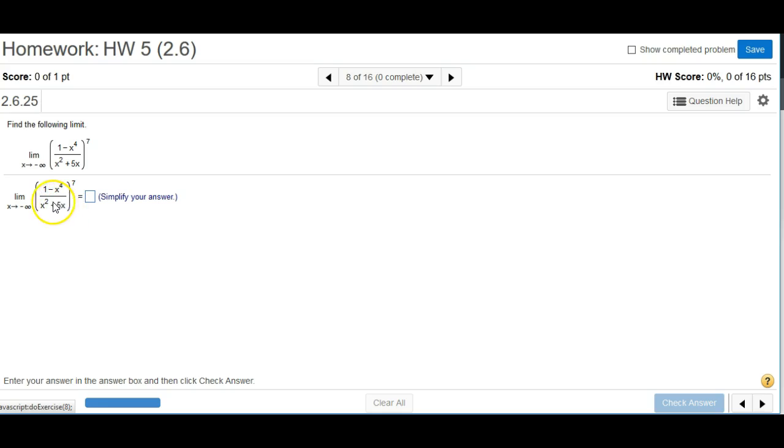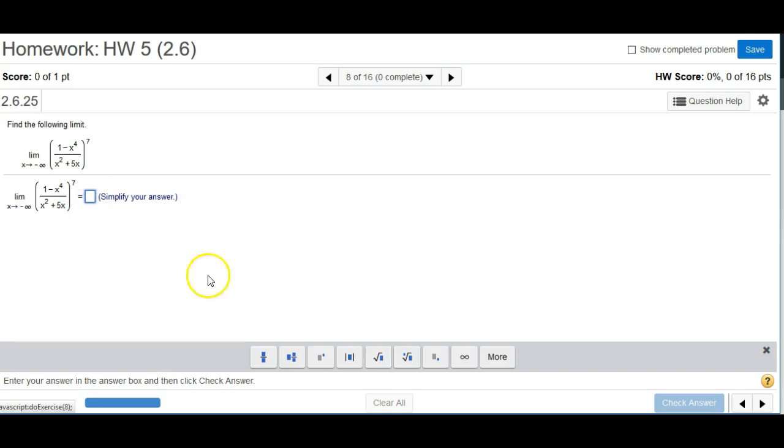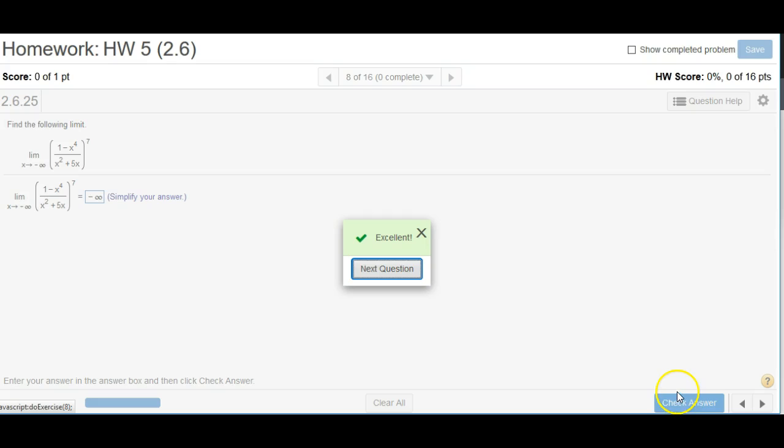So what happens here is that the numerator goes to minus 1, and the denominator goes to 0 and 0. So I have minus 1 over 0, which is essentially minus infinity to the seventh. This is still minus infinity. So we put in minus infinity, check our answer, and there we go. So it does not exist, but we can be more specific and say it goes to minus infinity. I hope that works for you.